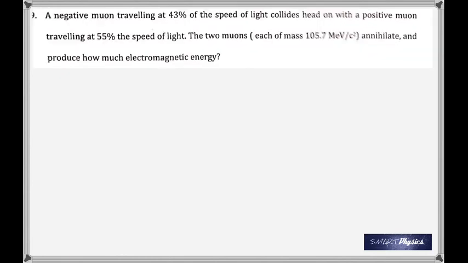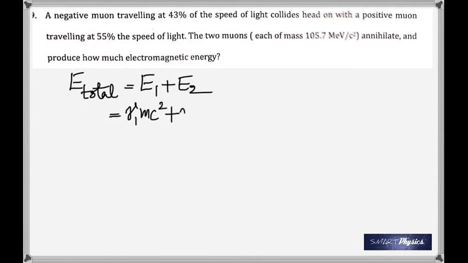And this question: A negative muon traveling at 43% of the speed of light collides head-on with a positive muon traveling at 55% of the speed of light. The two, each of mass 105.7 mega electron volt by c squared, annihilate and produce how much electromagnetic energy? This is a case of mass getting converted into energy. So you have the two particles and their velocities, and the total energy is going to be the energy of the first plus the energy of the second, right?